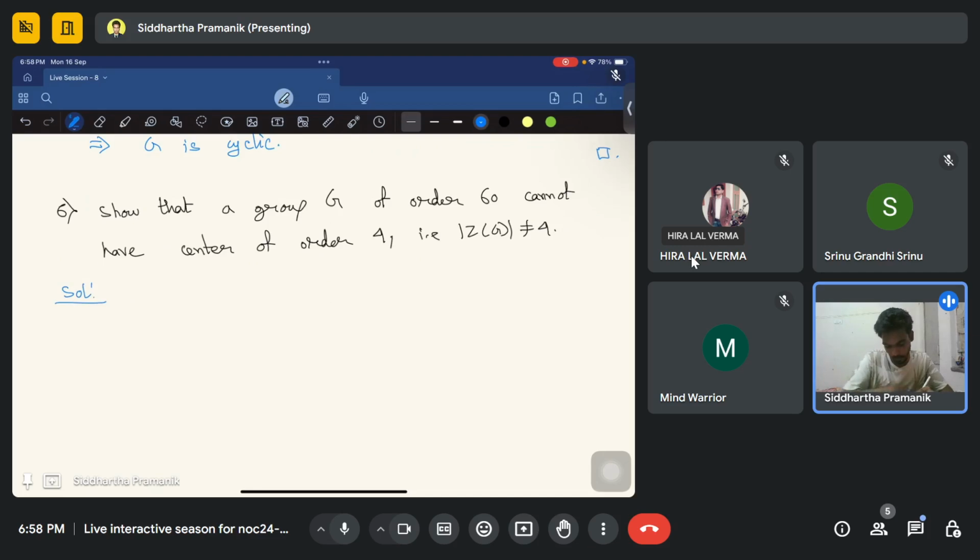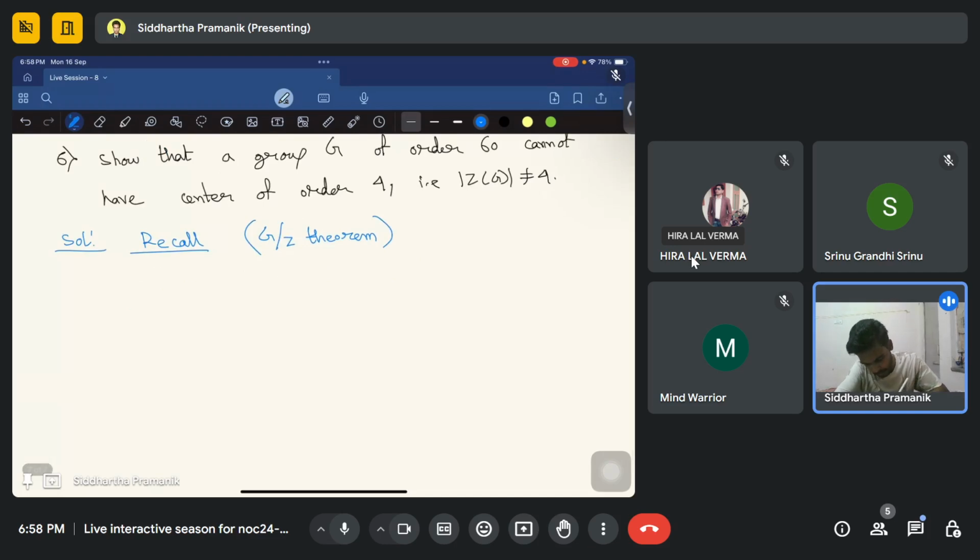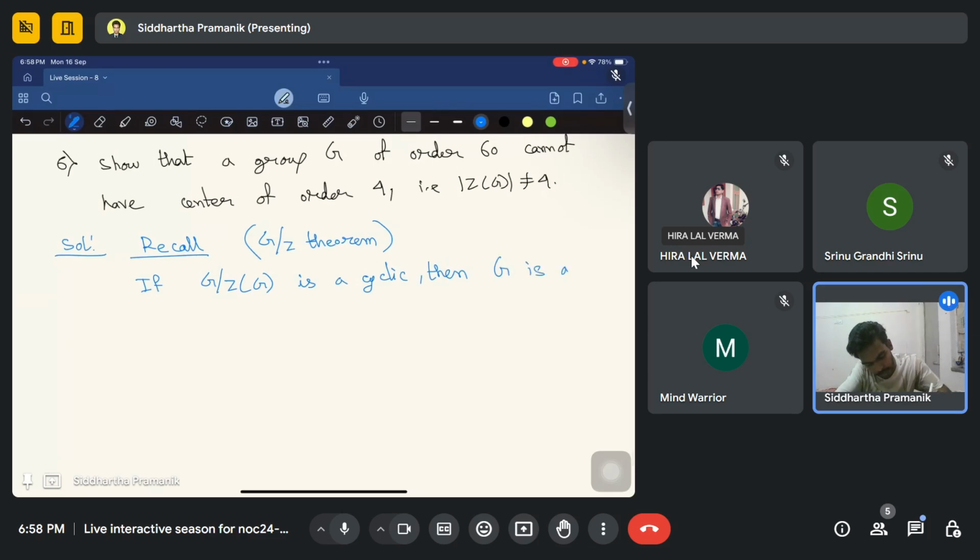To do this problem, we need to use one theorem which is known as the G mod Z theorem. So what does it say? It says if G mod ZG is a cyclic group, then G is abelian. So I hope you can recall this theorem. It was done in the lectures.